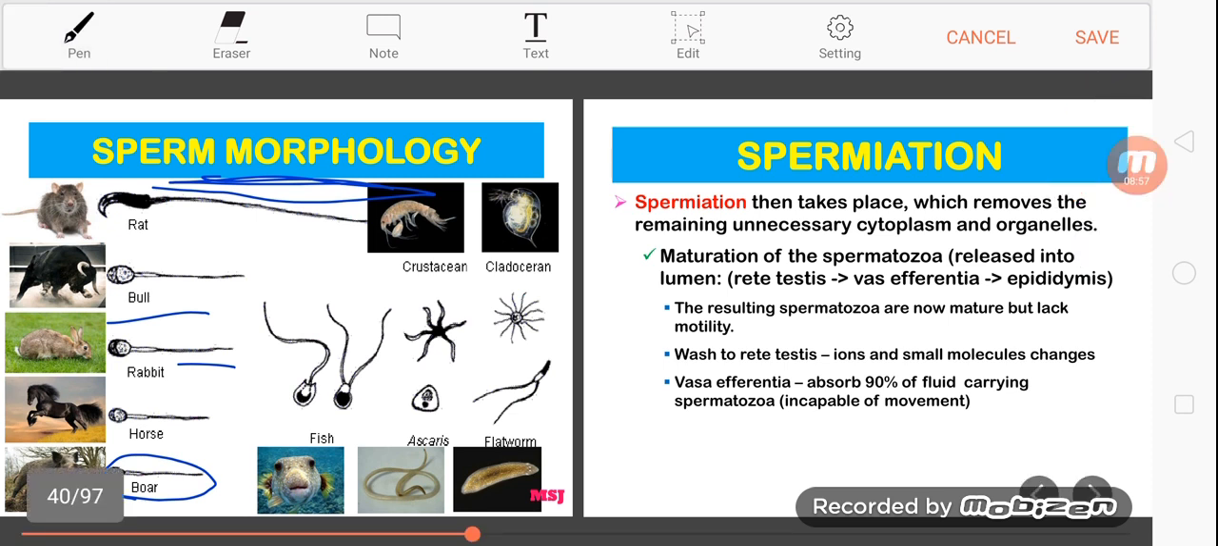Okay, after spermiogenesis, the spermatozoa will undergo spermiation. Spermiation takes place, which removes the remaining unnecessary cytoplasm and organelles. So it starts directly after spermiogenesis finishes, like it continues the cytoplasm being discarded. So what is the definition of spermiation? Spermiation is the release of spermatozoa from the Sertoli cell. So the spermatozoa attached to the Sertoli cell now will be released from the Sertoli cells. Okay. This is one type of maturation of the spermatozoa. So once released from the Sertoli cell, they are released into the lumen.